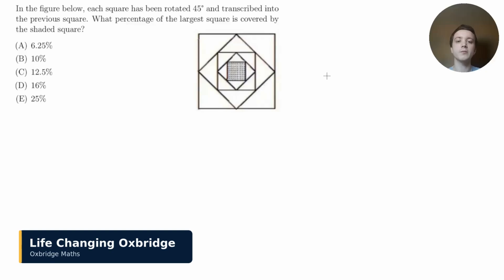This question may or may not be from the TMUA 2024, but certainly if you're struggling with the fact that they haven't released the past papers for the last few years, then this is a good question to look at in preparation. We're given this diagram, and we're told that each square has been rotated 45 degrees and transcribed into the previous square. And we're asked to find the percentage of the largest square that is covered by the shaded square.